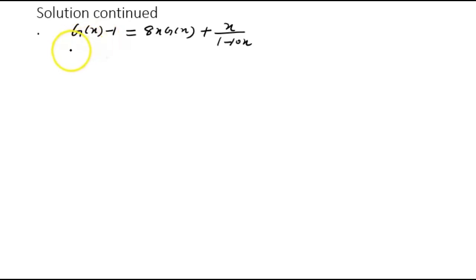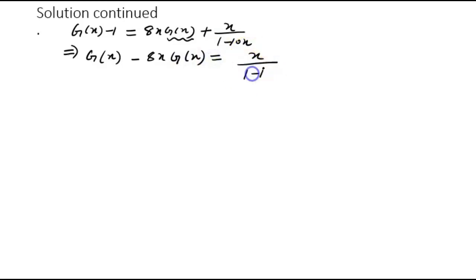So now we have this expression. So basically what is my aim? My aim is to get the value of g(x). So I bring the g(x) term to the left hand side. So g(x) minus this term, that is 8x g(x), here we have. And in the right hand side we have x by 1 minus 10x, and plus this 1, that term I will take in the right hand side.